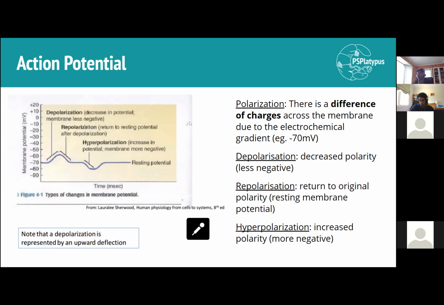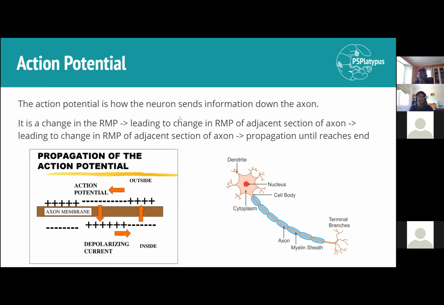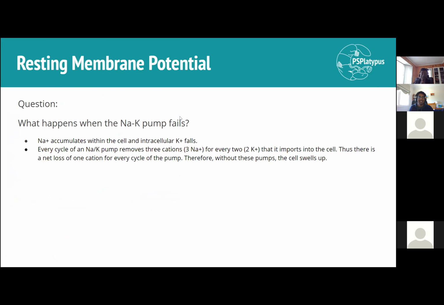I just had a question. What would happen if the pump was pumping 2 sodium out and 2 potassium in instead of 3 sodium out and 2 potassium in? That's a pretty cool hypothetical, but I imagine you'd use the same chain of logic and say it's no longer pumping a cation out. Yeah, because you're going to have 1 sodium retained every cycle, and then it's going to swell up. That's the best I can do.